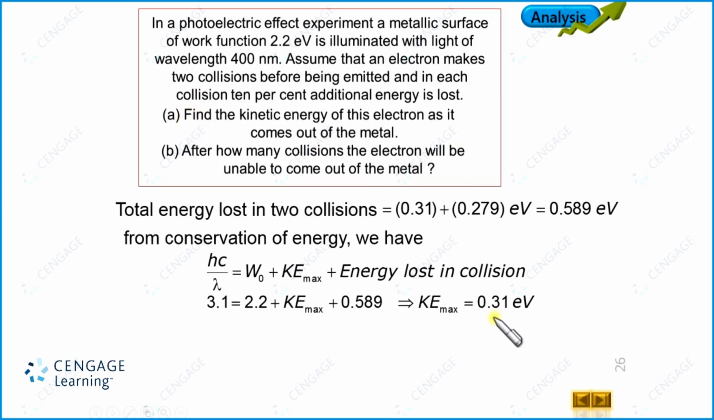Now let us move to the second part of the question. In the second part, we need to calculate after how many collisions the electron will be unable to come out of the metal. When the energy of the electron is less than the work function of the metal, the electron will not be able to come out of the metal. So let us calculate the energy left with the electron after many collisions.